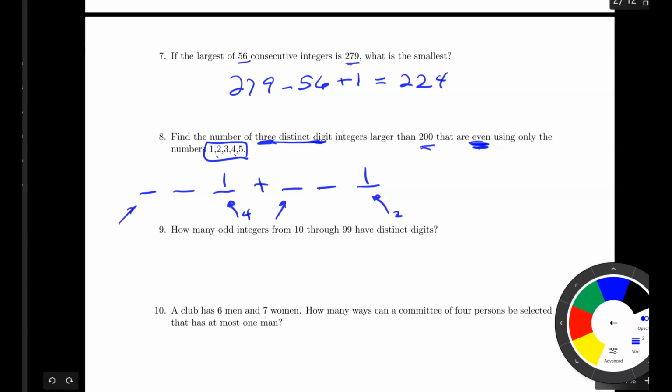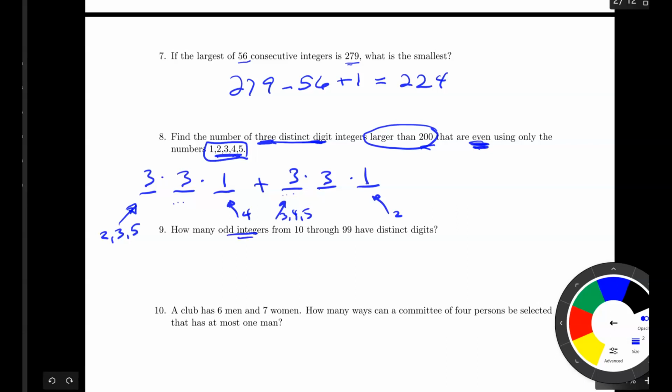Now I want to make sure I go to the first digit, because that's going to make sure that it stays larger than 200. So if I put the 4 here, then what do I have left to put in the first digit? I could put 2, 3, or 5. So I have 3 choices for the second digit. And for this digit here, I've chosen 2 out of the 5 that are available, so I have 3 left. Here I've chosen the 2 for the last digit. So what choices do I have for the first digit? I can use 3, 4, or 5, so I have 3 choices again. And again, I've chosen 2 out of the 5, so I have 3 left.